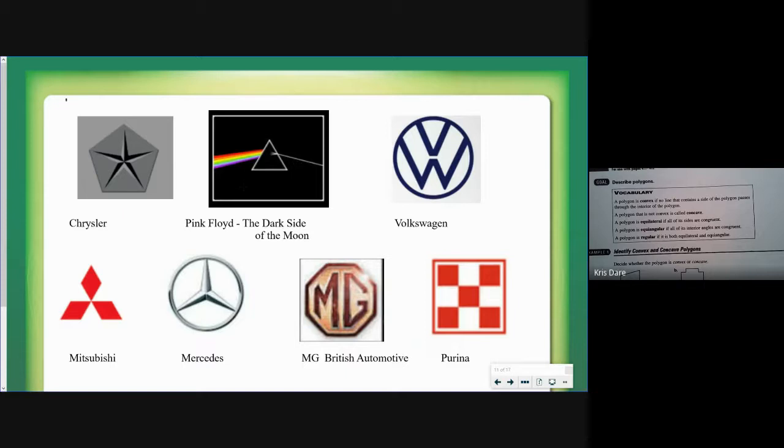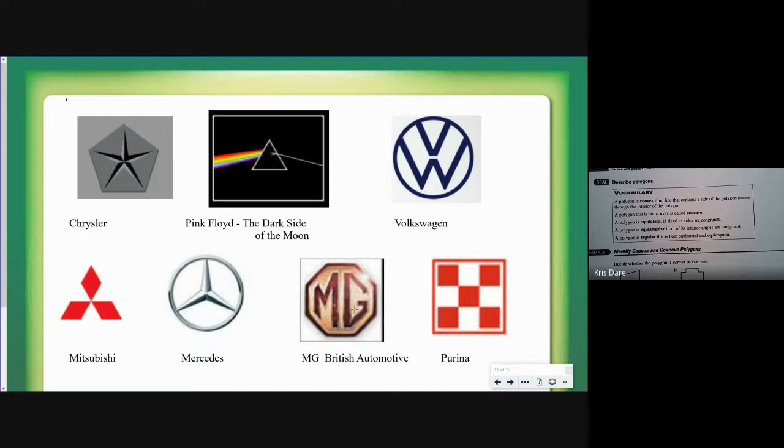You may be familiar with Pink Floyd. This is their album cover for The Dark Side of the Moon. It has a nice little equilateral triangle in it representing a prism. Volkswagen, I don't know that this really is polygons, but I guess it's symmetrical. Mitsubishi has that equilateral triangle divided up with these little rhombuses. This is the Mercedes symbol, which isn't really a polygon, but if you join these vertices, that would be an equilateral triangle.